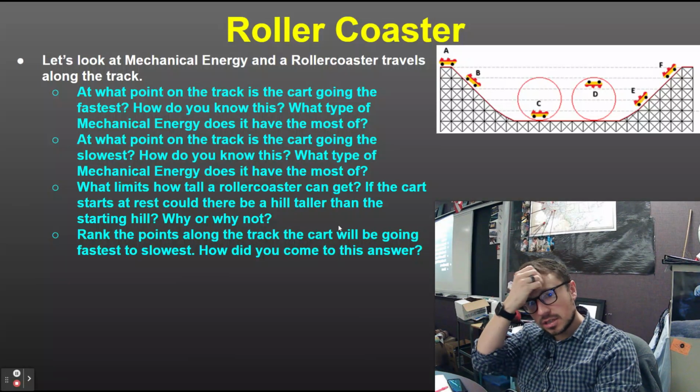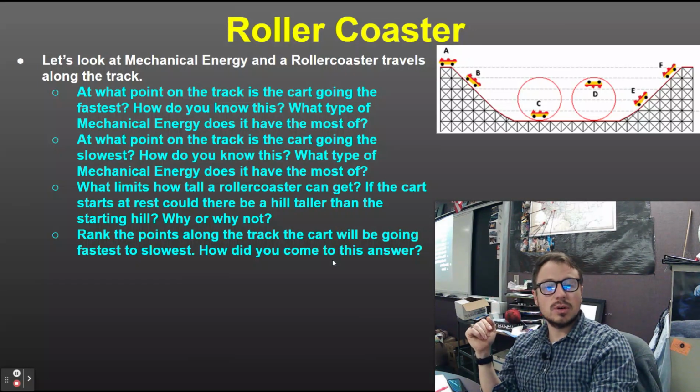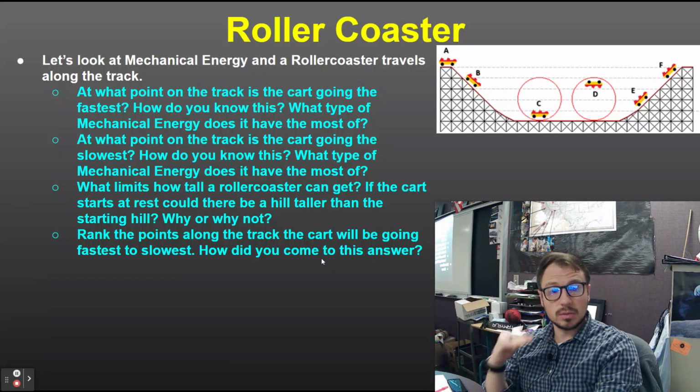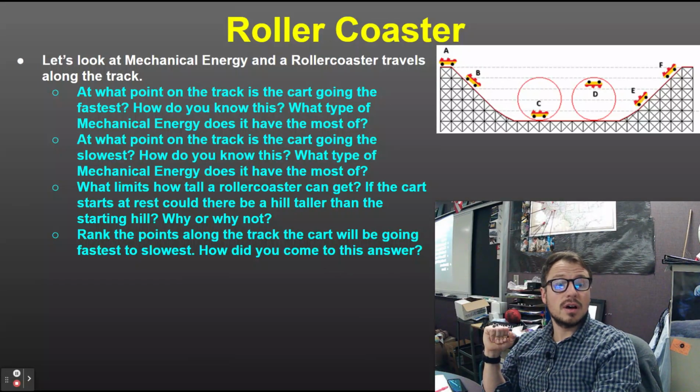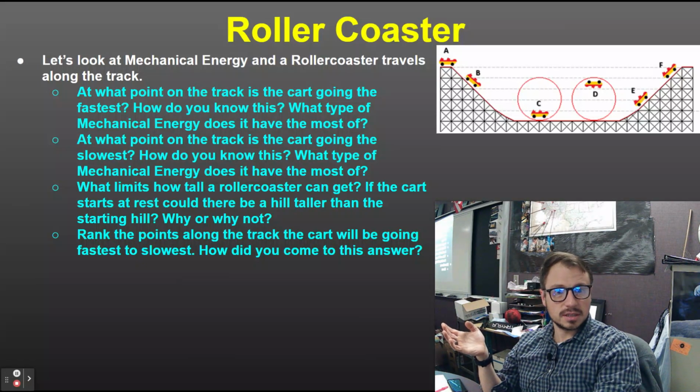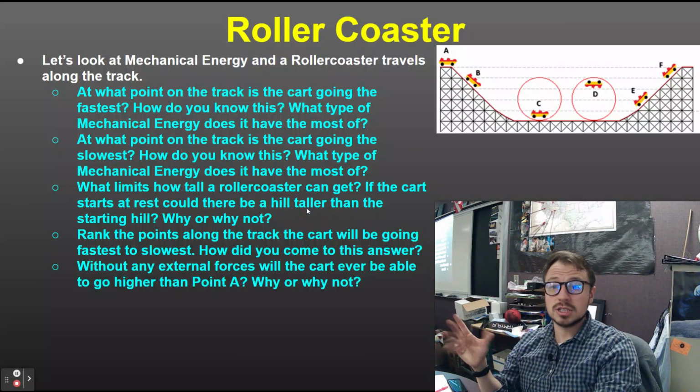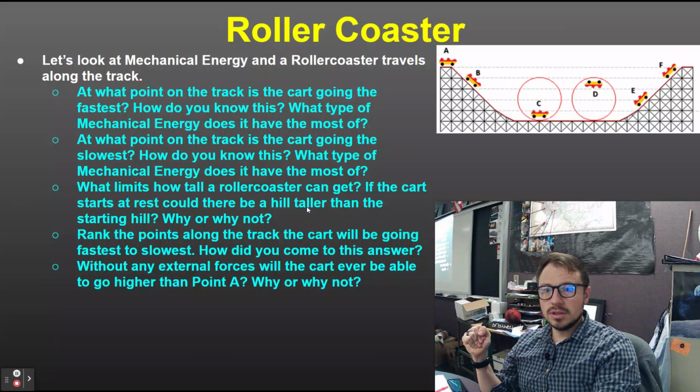Now, rank the points along the track. The car will be going fastest to slowest. So fastest to slowest, remember, is lowest to highest. So it's going to be C, E, D, B, F, A. If I said slowest to fastest, it'd be A, F, D, E, C, right? Top to bottom. So it's real easy to be able to do this, no calculations either. Now, we already sort of answered this.